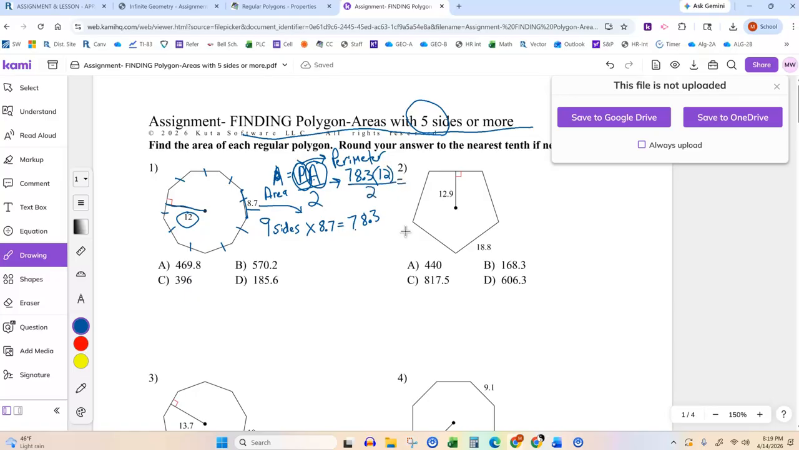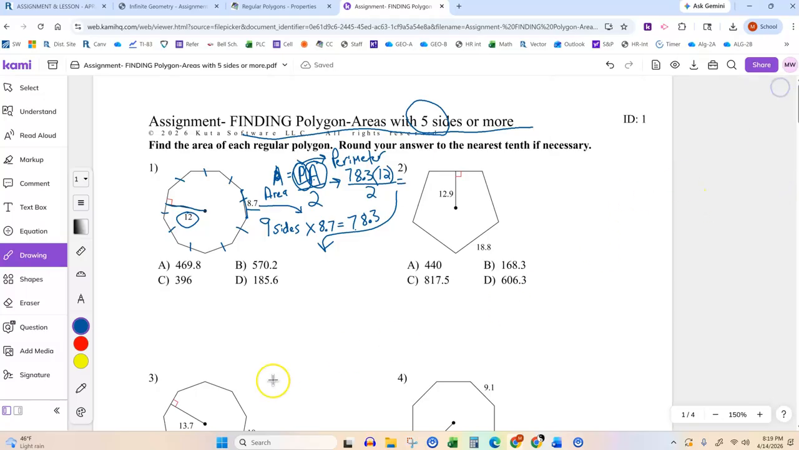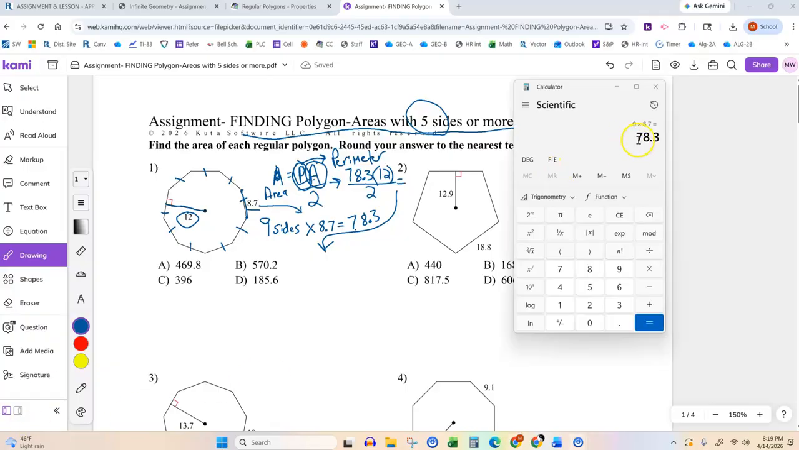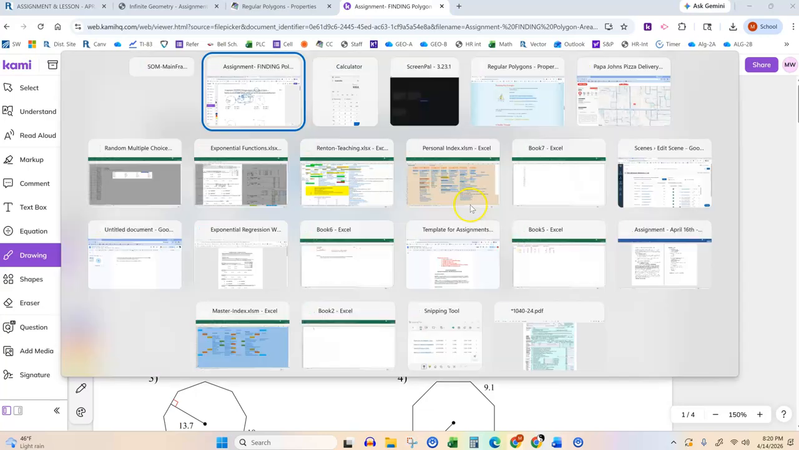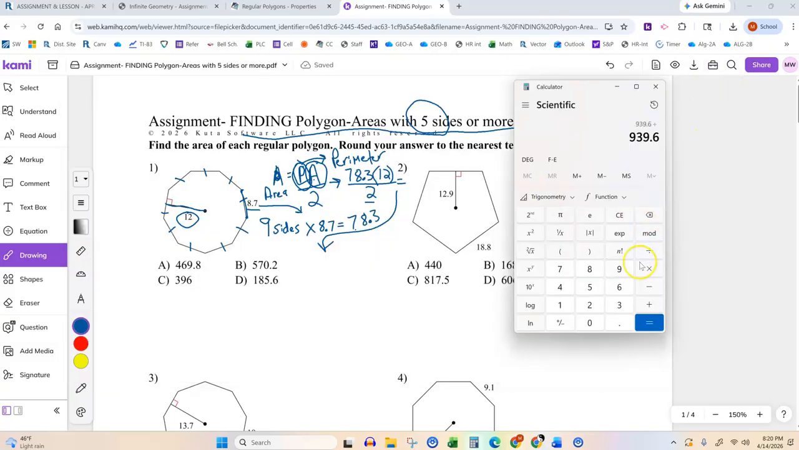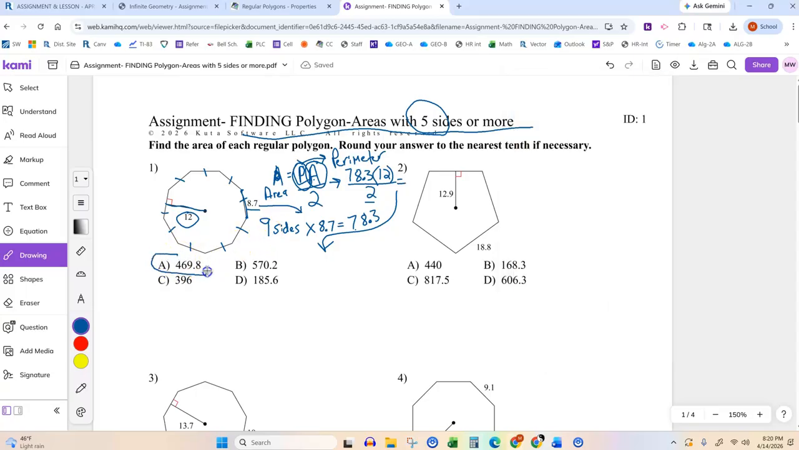Okay, so what does that equal to? I'm running out of room over here. Let me put it over here. So I already have 78.3 over here, so I'm going to multiply that times this 12 equals 939, but then I have to divide it by the 2, right? So then divided by 2 equals 469, so that's going to be A. Okay, so that's how you do it, guys.